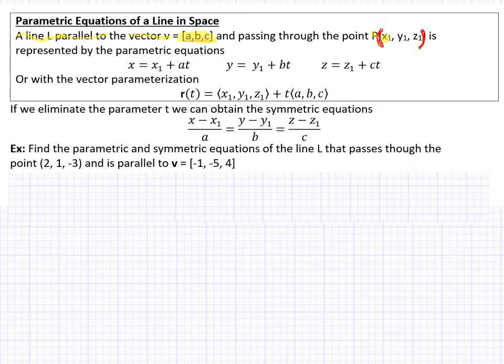is represented by the parametric equations x equals x1 plus at, y equals y1 plus bt, z equals z1 plus ct. Another way to do this is what we call a vector parametrization, which will not make much sense to you right now. This is the whole next chapter concept of something called vector parametrization. And so this will make more sense later, but just thinking about this here on the right-hand side.